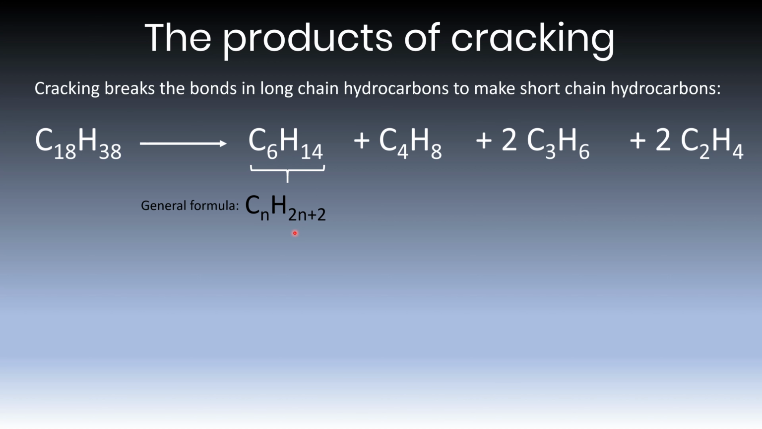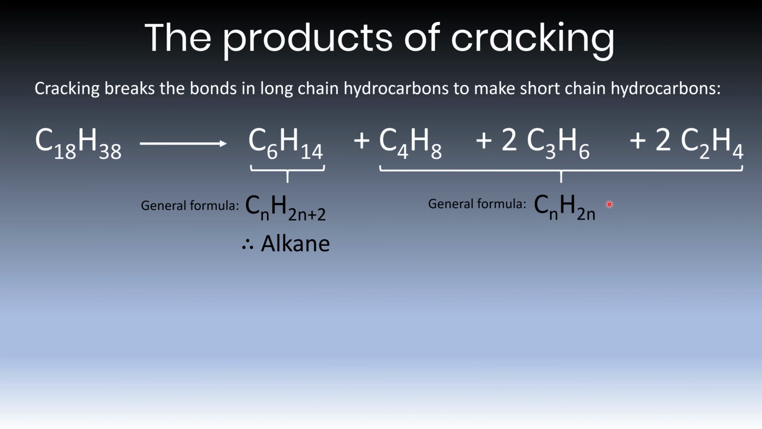So because it follows this general formula, this means we're looking at an alkane type of hydrocarbon. Let's now have a look at the formula of these remaining 3. Well, in each of these, 8 is only double 4. It's not double 4 plus 2. 6 is double 3, and 4 is double 2.